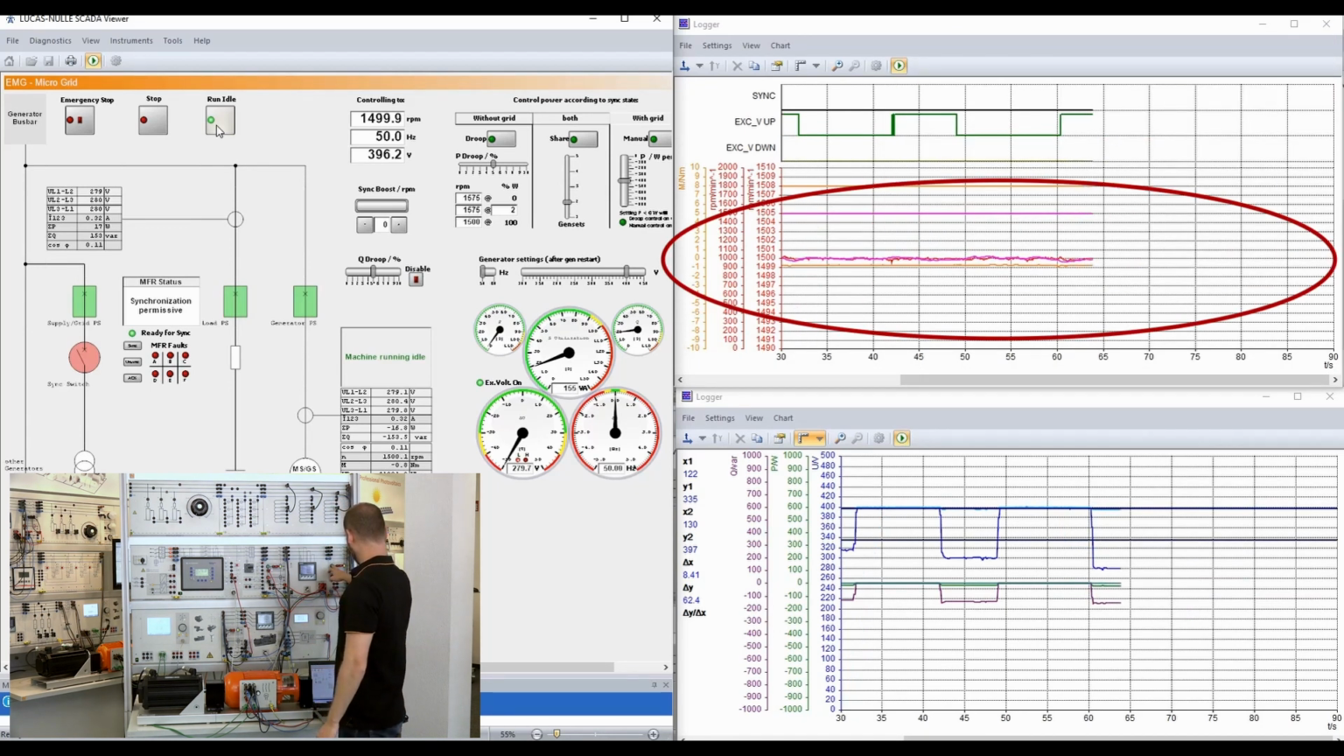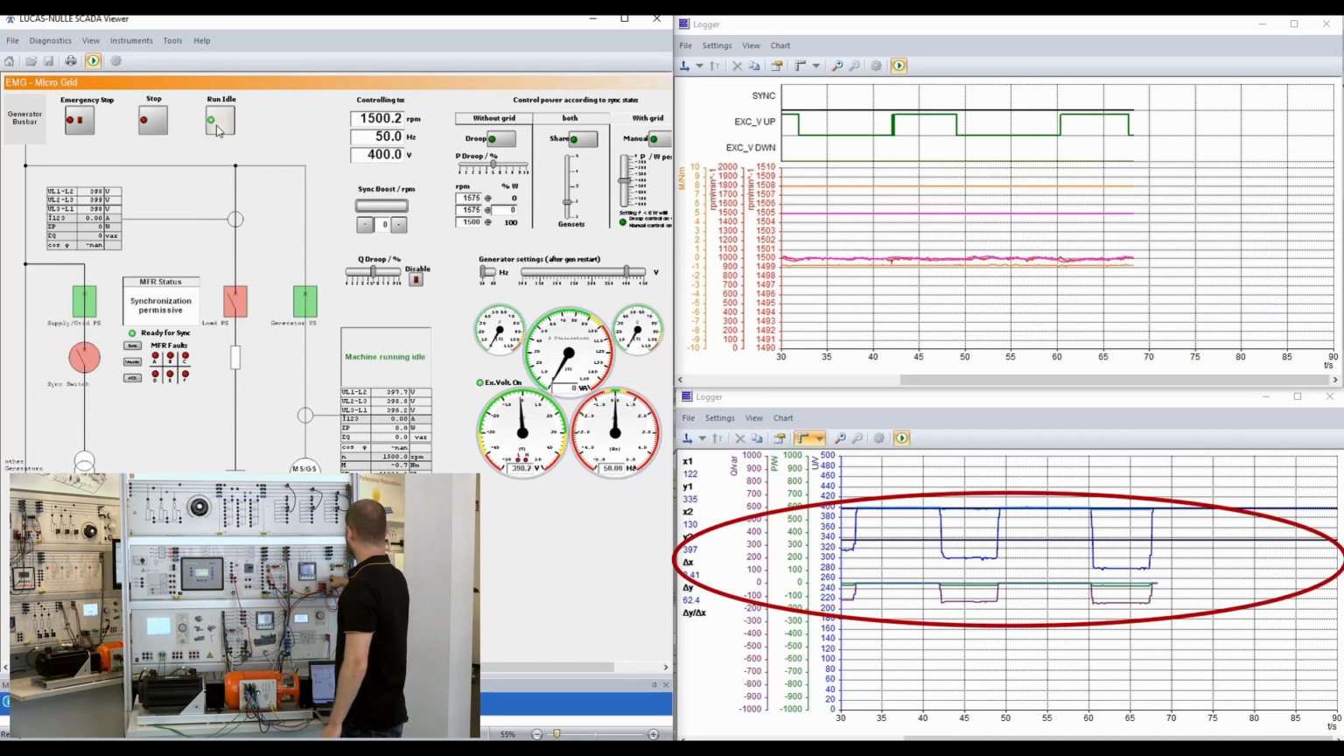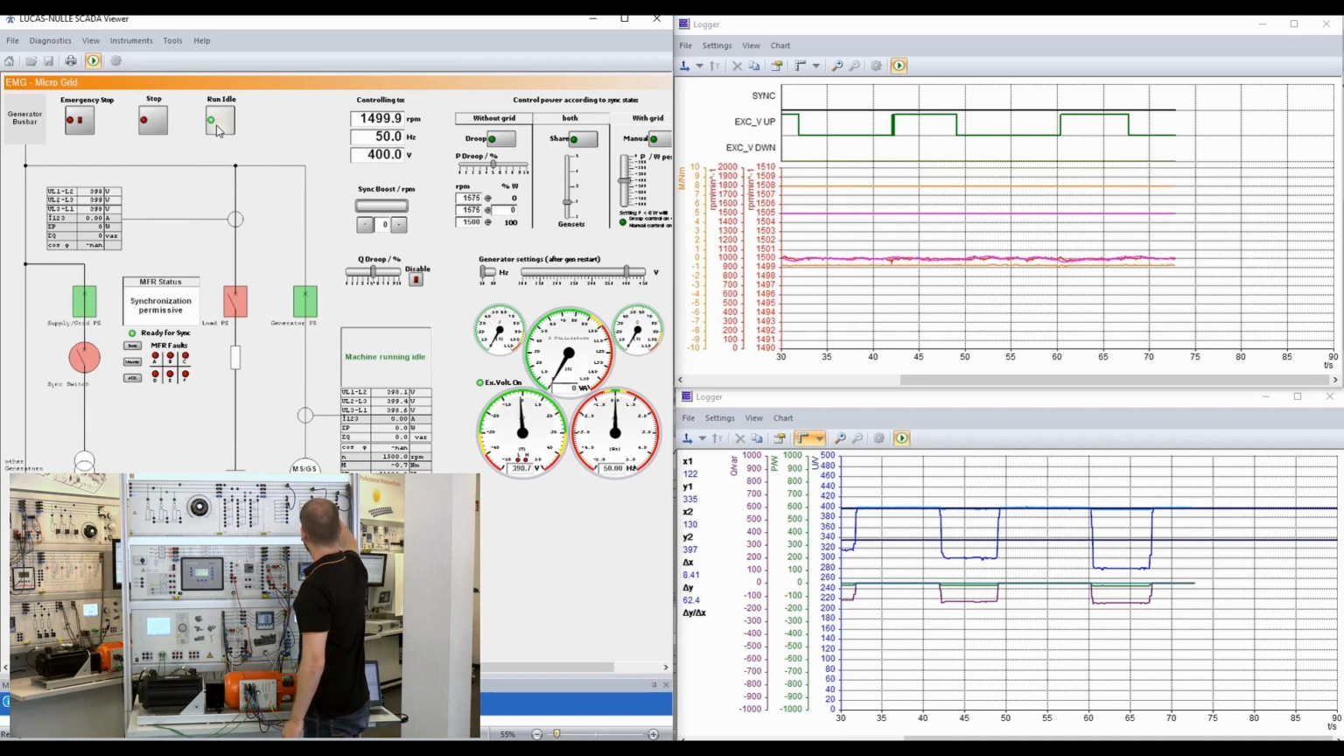Modifying the inductive load does not have any effect on the torque or speed of the machine, but we can observe that the voltage and the supplied reactive power are affected.